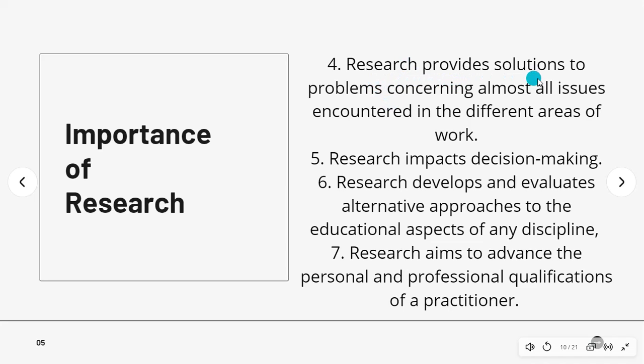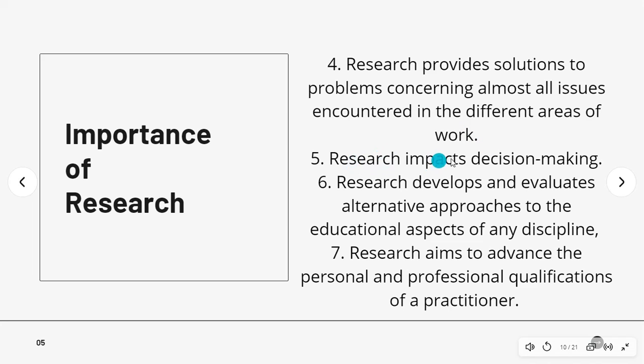Research provides solutions to problems concerning almost all issues encountered in the different areas of work. No? Some issues include tardiness of employees, incentives, sportsmanship, No, this also applies to higher level problems. So, muna importante, no, ang research in the following areas.